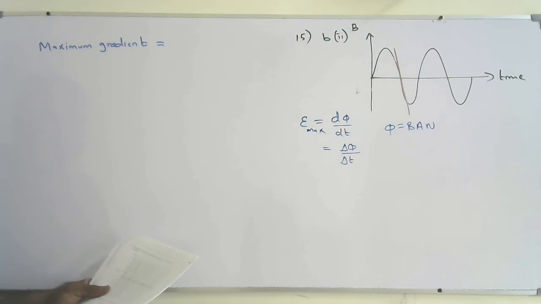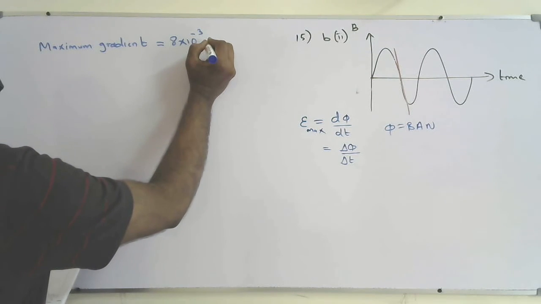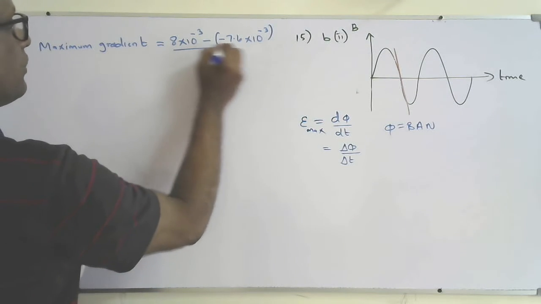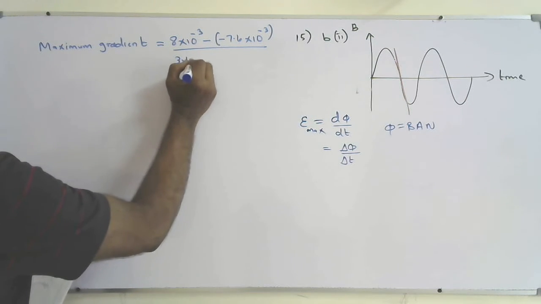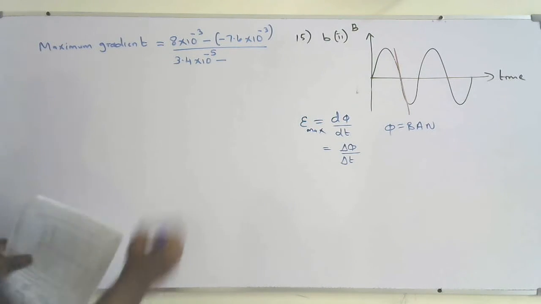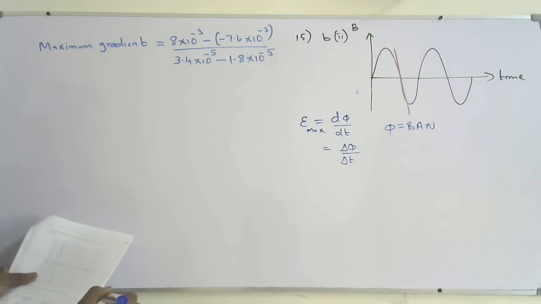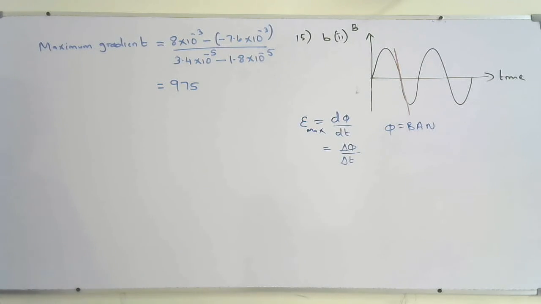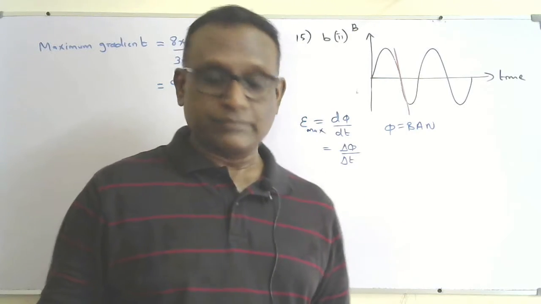So I got this value: 8 × 10^-3 minus 7.6 × 10^-3, over 3.4 × 10^-5 minus 1.8 × 10^-5 for the time. So I got 975. That's my answer. It might be different for different students, depending on the position at which you are drawing the maximum gradient.